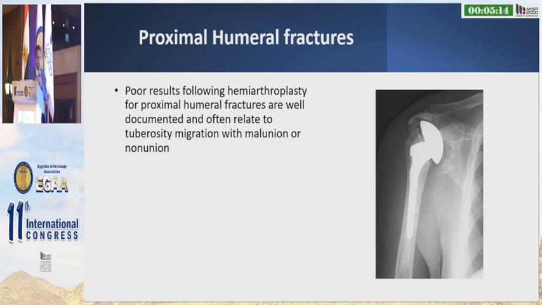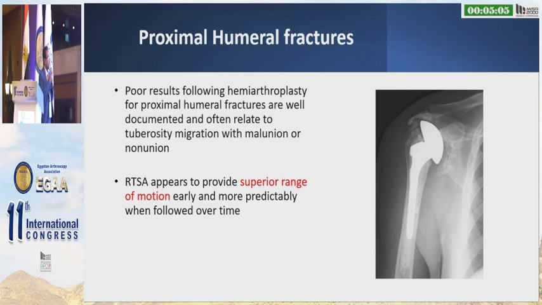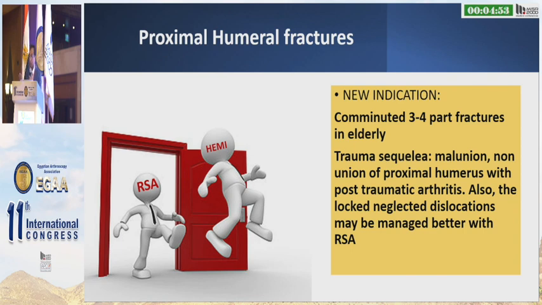Another indication that will be discussed thoroughly with my colleague, Professor Amr, is proximal humeral fractures, as there are poor results with hemiarthroplasty, and we will learn from him why this is. Reverse shoulder arthroplasty appears to provide superior range of motion, and even a poor reverse shoulder arthroplasty is better tolerated than a poor hemi. So this is another indication for the use of reverse shoulder arthroplasty in comminuted 3-4 part fractures in the elderly, not only in fresh fractures, but also as trauma sequelae, like malunion, non-union, and fracture dislocation.